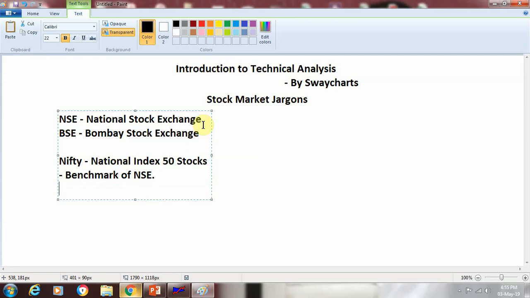And then let's understand the benchmark index of Bombay Stock Exchange, which is Sensex, which is also short for sensitive index, and it is a constituent of 30 stocks, right? So top 30 stocks, when combined, they give you this index.